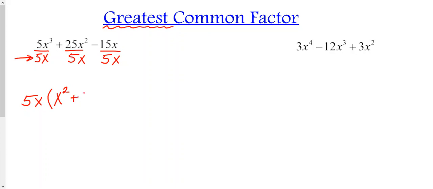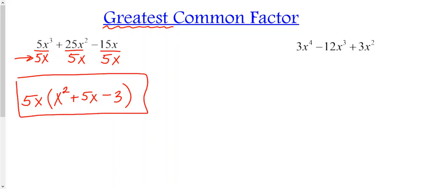25 divided by 5 is 5. I had 2 x's. I took 1 out. So I have 1 x left. And then minus 15 divided by 5 is 3. I had an x. I took it to the outside. And that's all that's left. So that is factoring by using a greatest common factor.